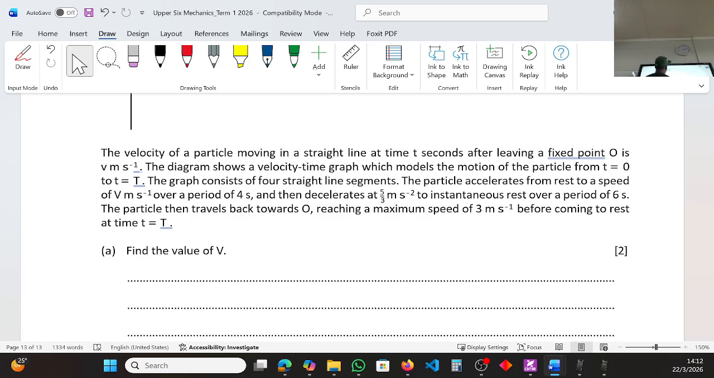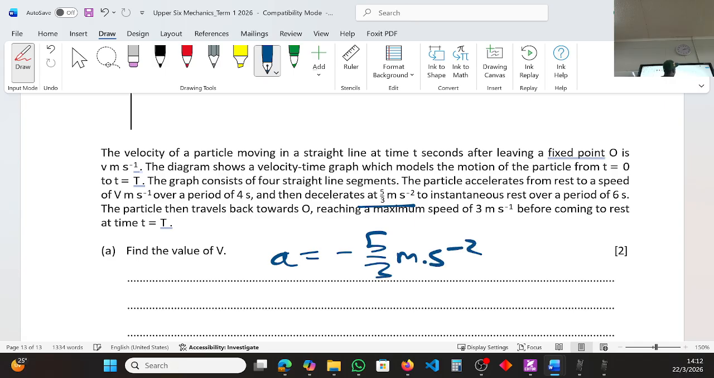The diagram shows the velocity-time graph, which models the motion of the particle from time t equal to 0 up to time t equal to T. The graph consists of four straight line segments. The particle accelerates from rest to a speed of v meters per second over a period of 4 seconds, and then decelerates at, so the acceleration will be minus 5 over 3 meters per second squared, to instantaneous rest.